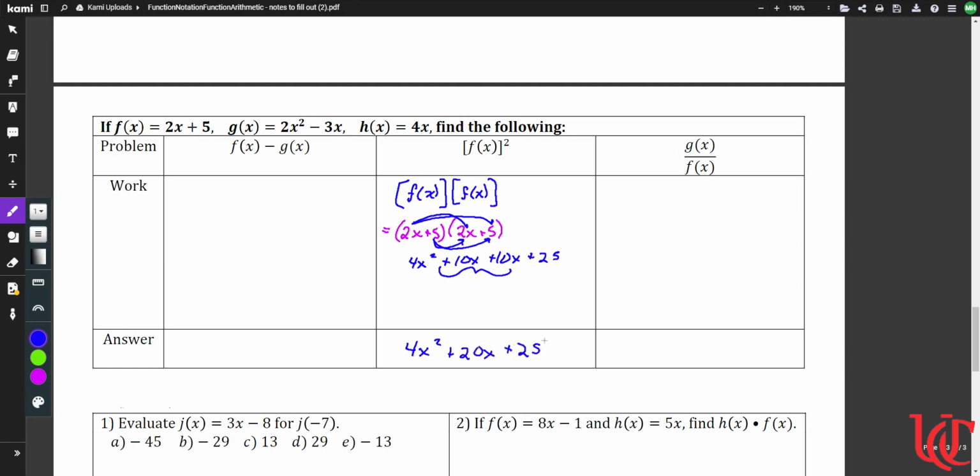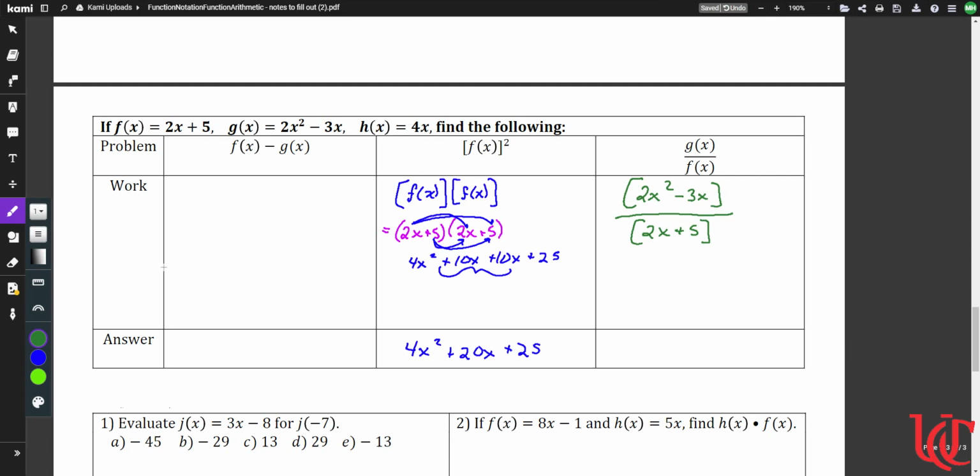We are going to be doing a whole bunch of those later on, and we're going to start recognizing those. But that will be when we start factoring and looking at stuff like that a little bit more. Now, when we are looking at the division one, we do have to be careful. We're going to rewrite it the same as we've been doing. g of x is 2x squared minus 3x, and it is over f of x, which is 2x plus 5. Keep those in brackets.